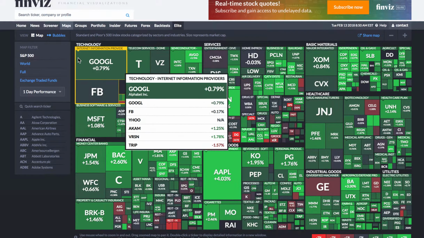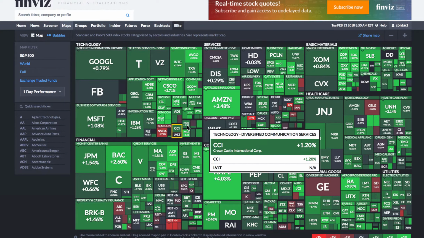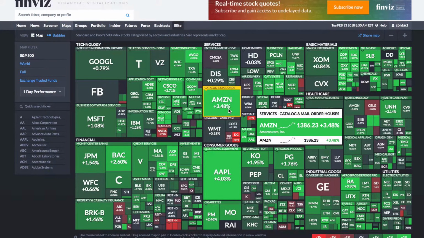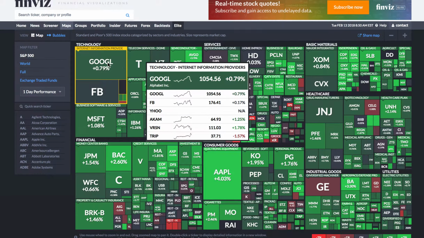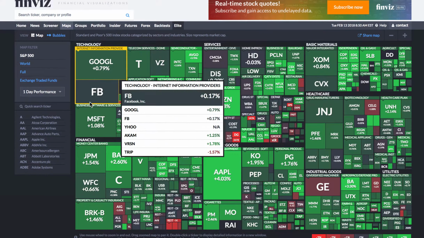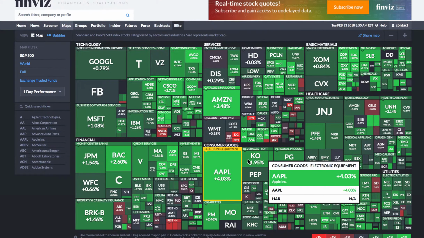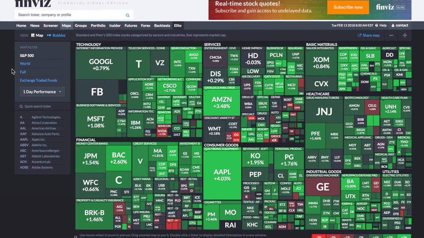From here, you'll see basically a heat map of the S&P 500 showing all the companies and their relative market cap weighting as depicted by the size of their box. This kind of gives you an idea of how much of a sway they have on the index.